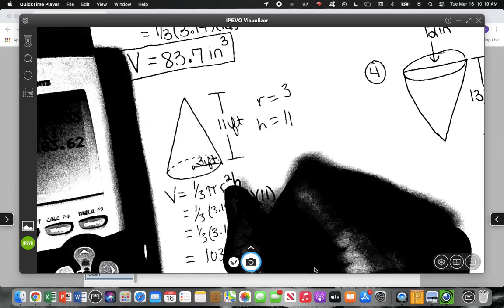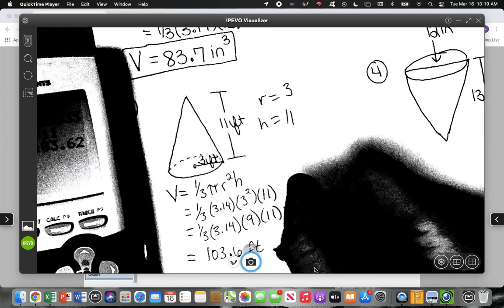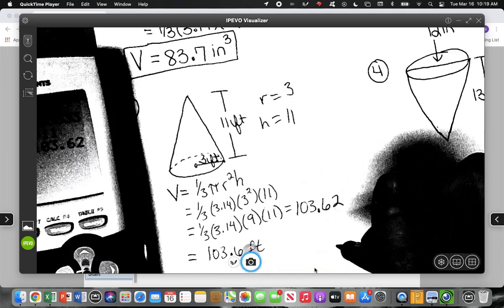FT. So feet. And what is it? It's not just feet for the volume. What is it going to be?